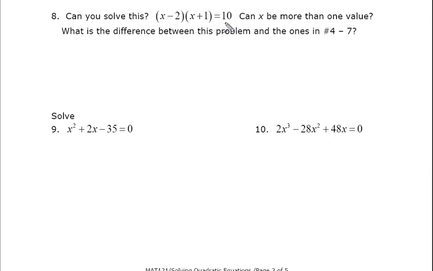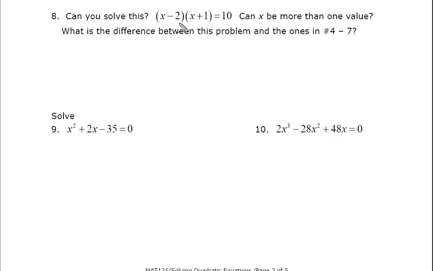This one has equal to 10, where the other ones were equal to 0. And since you have two things being multiplied to give you 0 in the other ones, you knew that one of them had to be 0. But if two things are being multiplied to give you 10, it's not just 1 and 10 or 2 and 5. You could have a whole lot of fractions and decimals. So there's a zillion things.